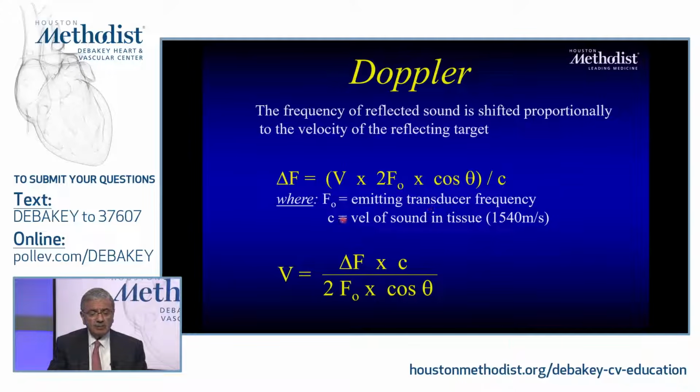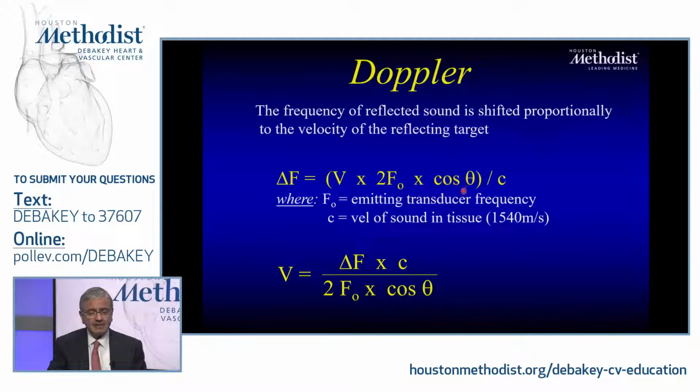Now, this is the Doppler equation, and the frequency of ultrasound is shifted proportionally to the velocity of the reflected target. So that's the frequency shift. I know your x-axis is not in frequency shift, but in velocity. To tell you the truth, early on, when we looked at aortic stenosis and other things, the y-axis was frequency shift, so you had to calculate what the velocity is. So this is the frequency shift, proportional to the velocity multiplied by 2 of the emitting transducer frequency.